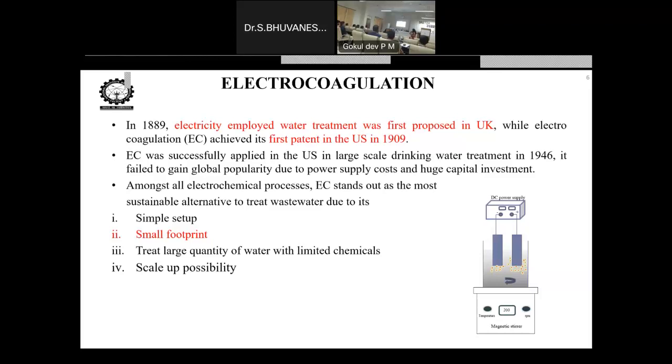And we can treat a large amount of wastewater with limited chemicals. You can highlight that: with limited chemicals. Here we are not using any chemicals additionally. Because of that, sludge formation will be less, so we don't have any secondary pollutant. After treatment, if we are left with a large amount of sludge, that needs to be treated before releasing to the environment. So with limited chemicals we are doing this process, and there is no or minimum sludge formation.